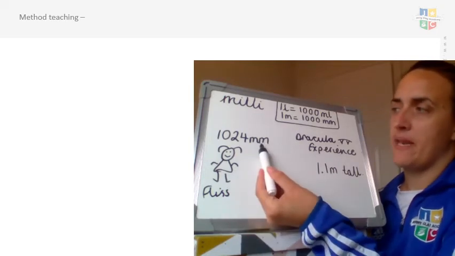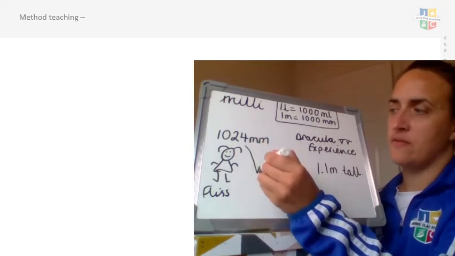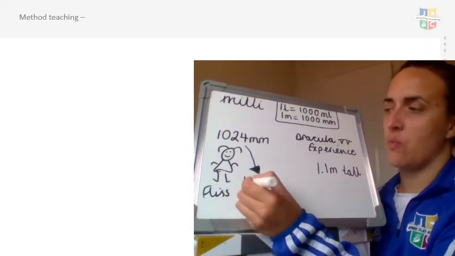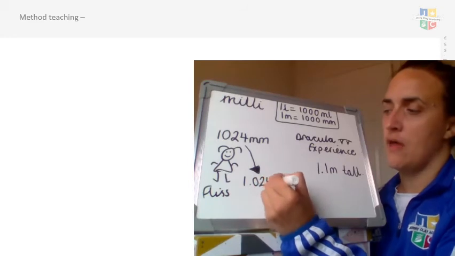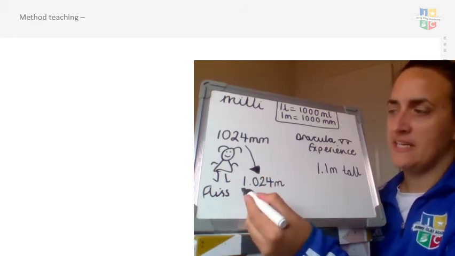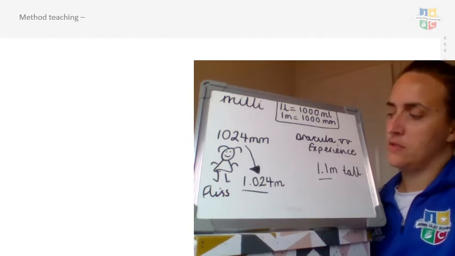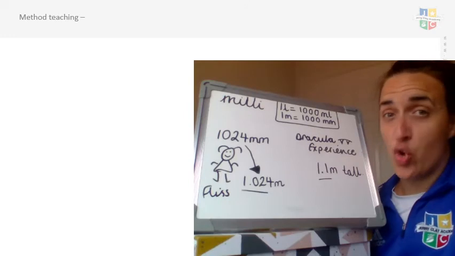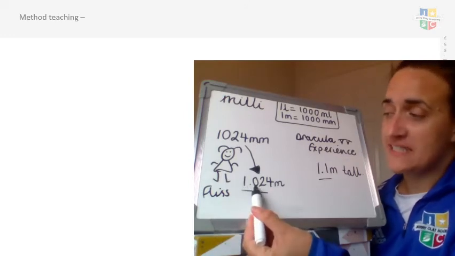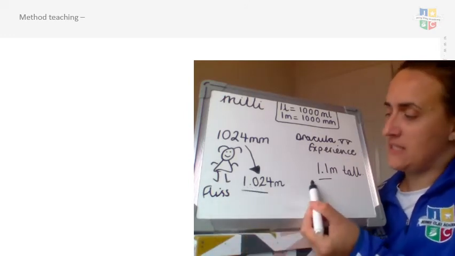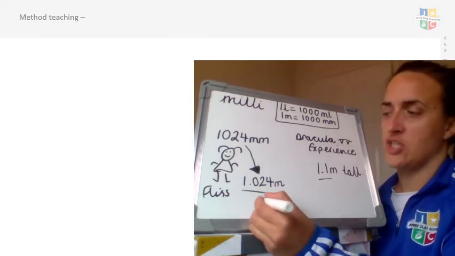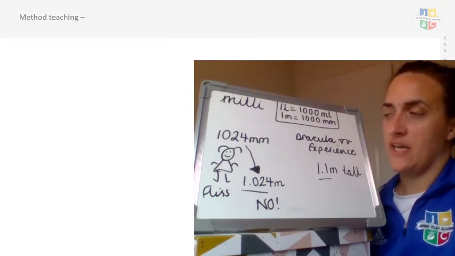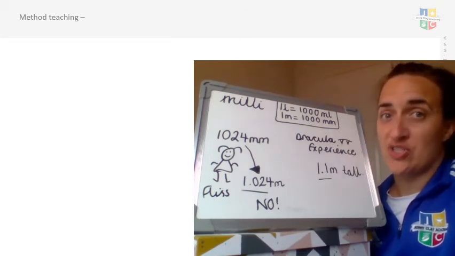First of all, we need to make the millimetres into metres. So 1,024 divided by 1,000. So that means that Fliss is actually 1.024 metres tall. So is that big enough to go on the ride? Actually, no, it isn't, because this is 1.0 in the tenths column. She's less than 1.1 metres tall. So actually, no, Fliss can't go on because she's a little bit too short to go on the ride.